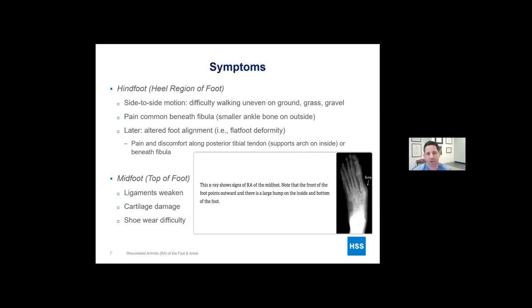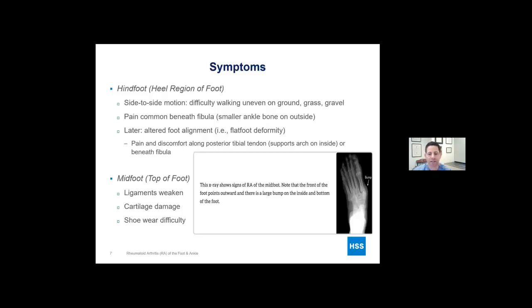Hindfoot, and this is the heel region of the foot. The main function of the hindfoot is to perform the side-to-side motion of the foot. Difficulty walking on uneven ground, grass, or gravel are the initial signs. Pain is common just beneath the fibula, which is the small lower leg bone on the outside of the foot, if you feel that bump on the bottom.